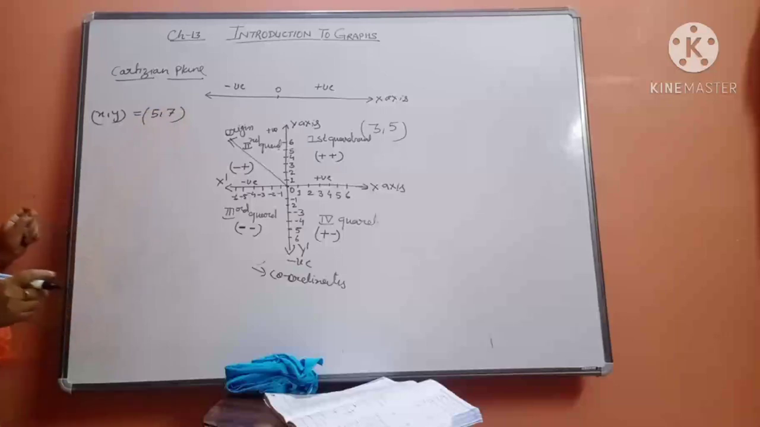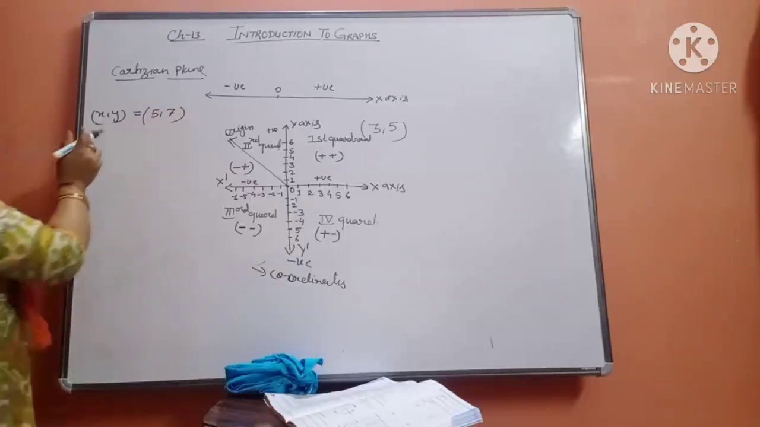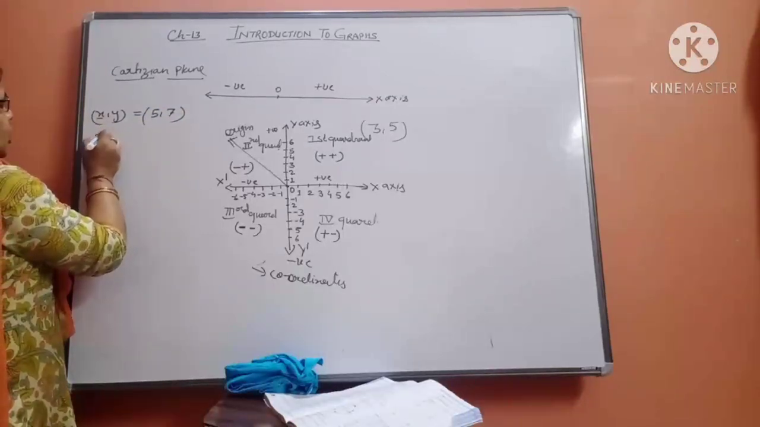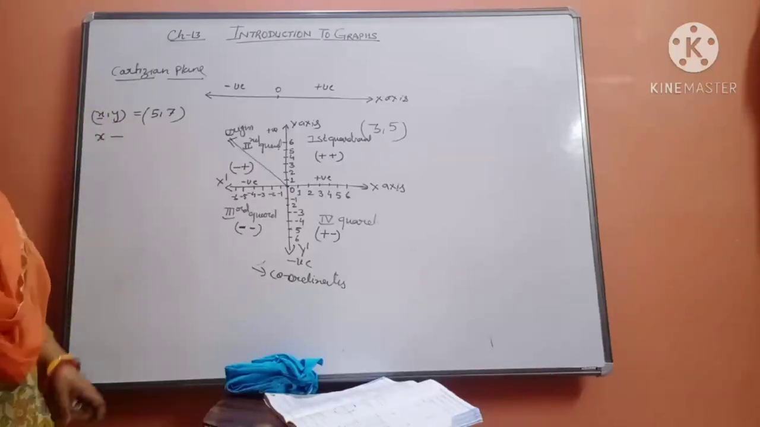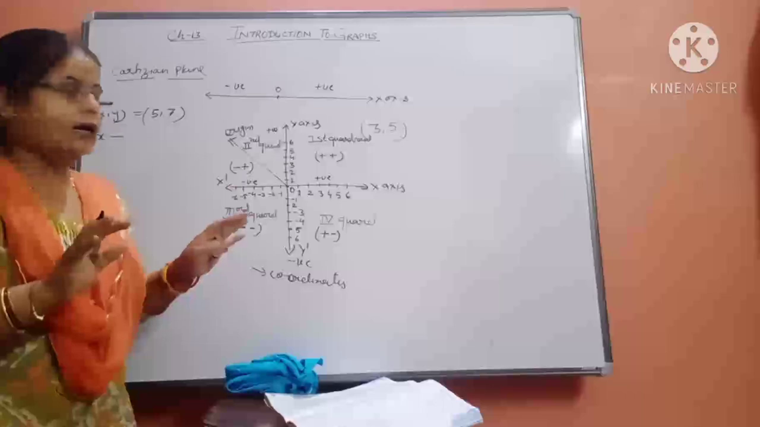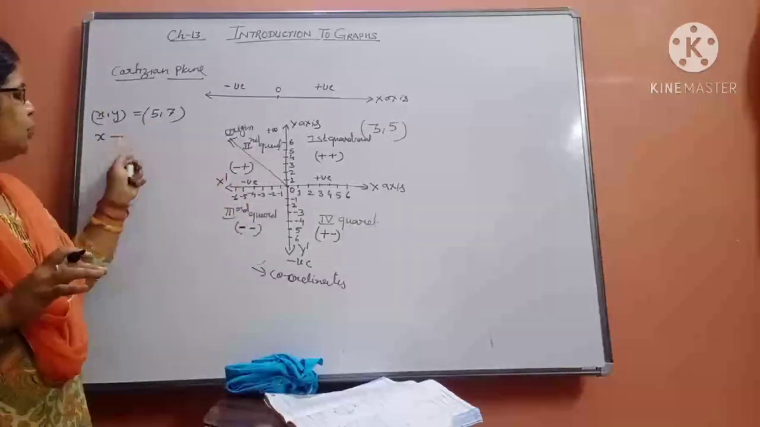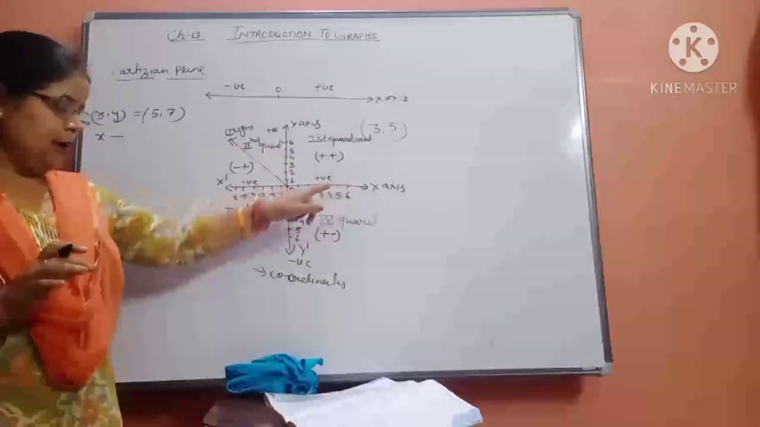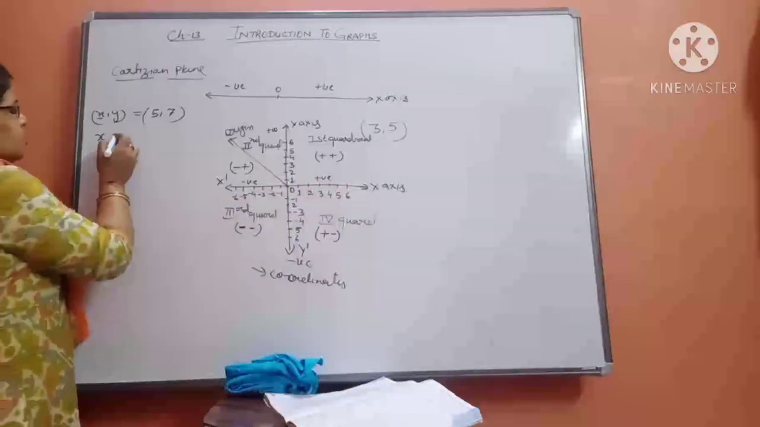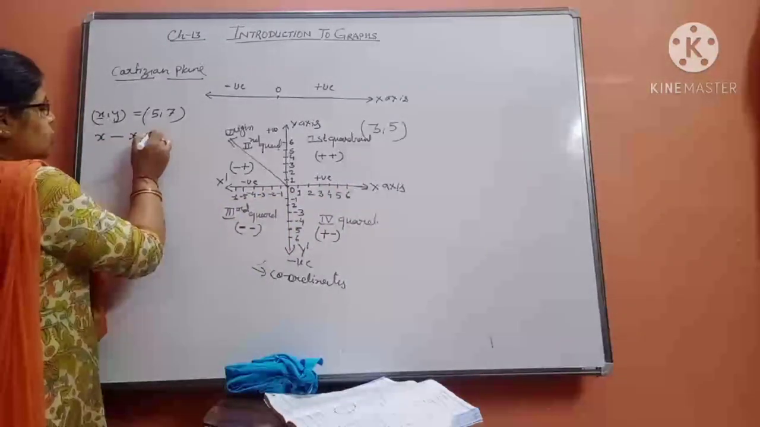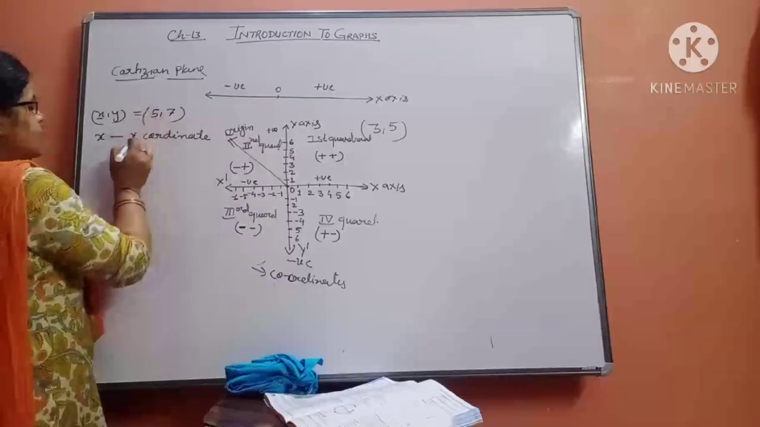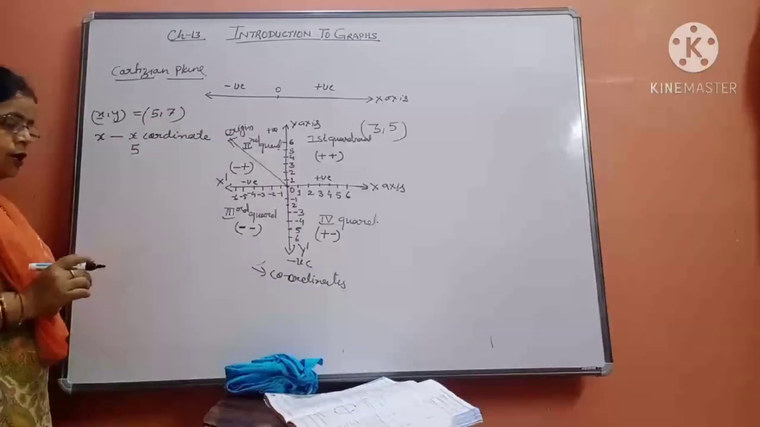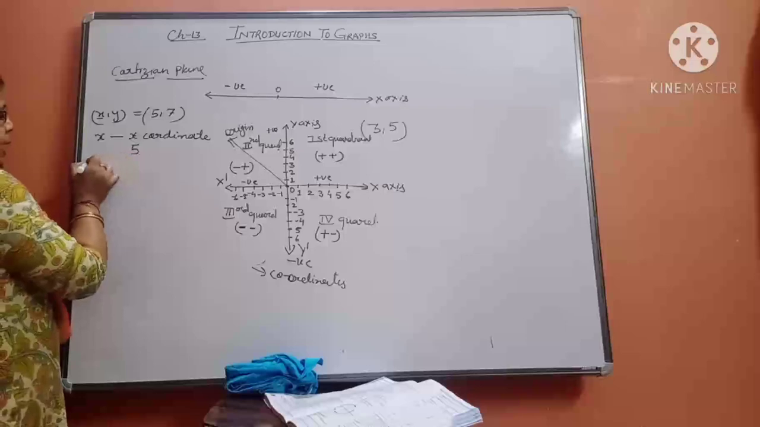Okay, then x coordinate means x is in the horizontal line. Whether it will be positive or negative we don't know that. Here it is positive, so it will go in that direction. It is known as the x coordinate. The x coordinate in the given ordered pair is 5.